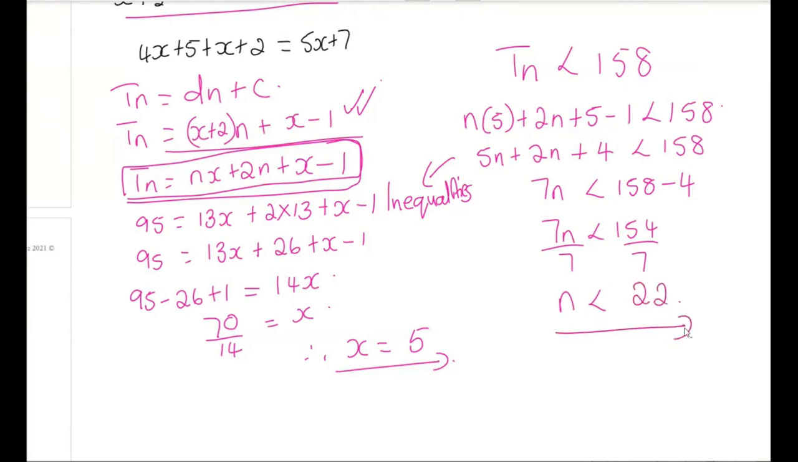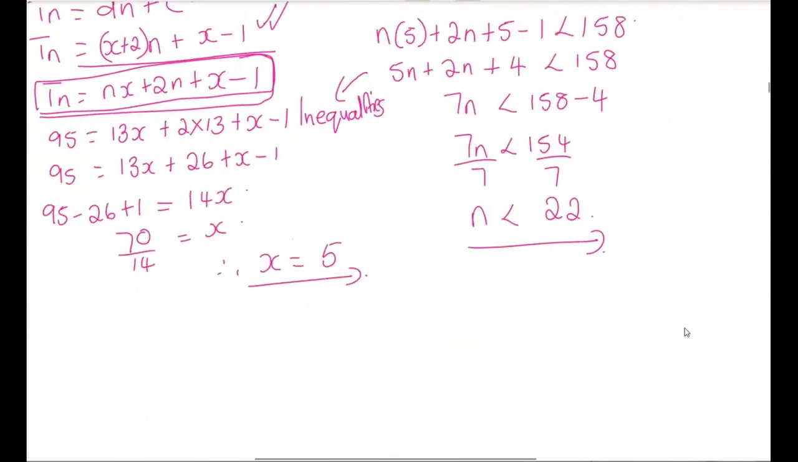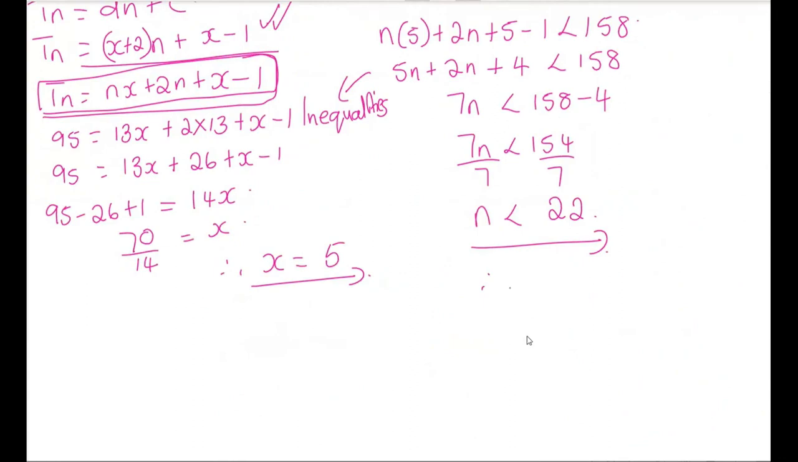Are we done? Not really. The question said, find the largest value of n. So if n is less than 22, what will be the biggest value then? It is smaller than 22. So what is the biggest value? Right, thank you, Emma. n is equal to 21. That would be the largest value. Do we understand? Not 21.9.